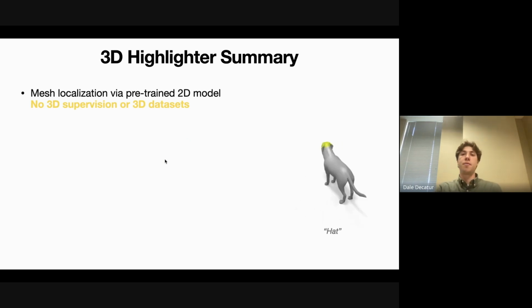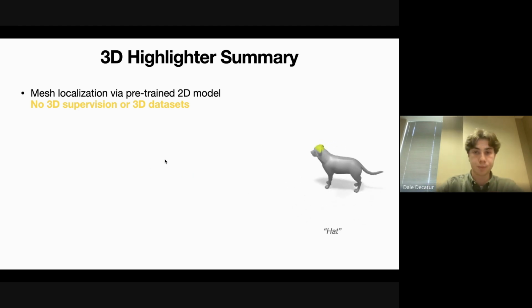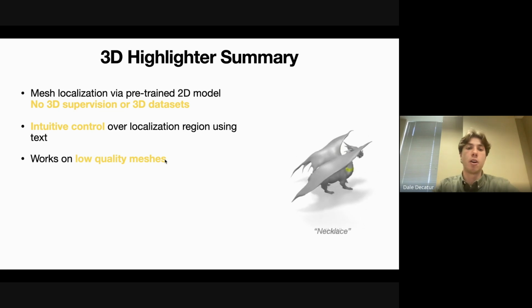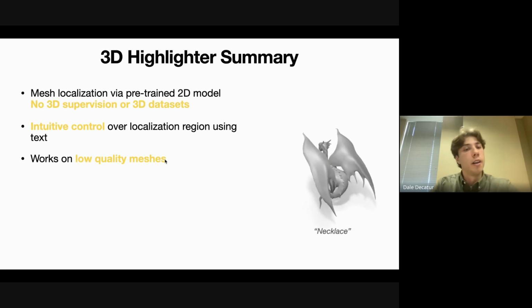To summarize for this 3D highlighter paper, the general idea is that now we're able to do mesh localization via a pre-trained 2D model, which means that we don't need any 3D supervision or 3D data sets. We also use text as guidance, which allows us to get intuitive control over the localization region, which anyone can use. You don't need any specialized training. And our result works on low quality meshes, like we talked about. We don't have to worry about boundary or self intersections or things like that.